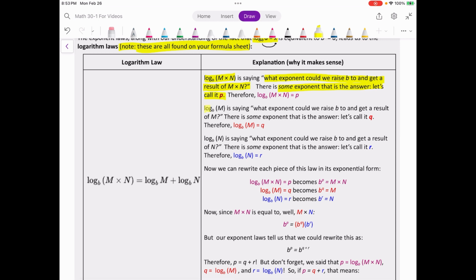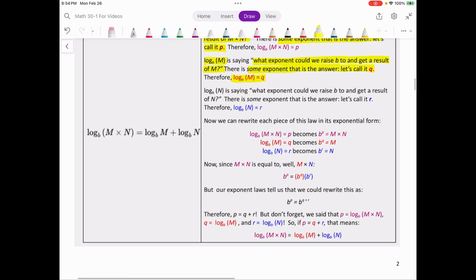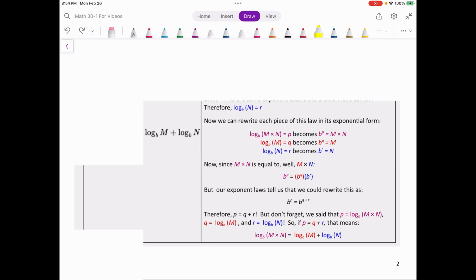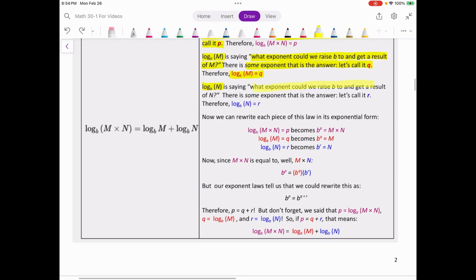Log base b of m is saying, similarly, what exponent could we raise b to and get a result of m? Log base b of m is the exponent that b would need to become m. So b to what power equals m, okay? And again, there's some exponent out there that is the answer. Let's call it q. And therefore, log base b of m equals q, right? B to the power of q, whatever q is, equals m. Log base b of n, the last part of our log law, is saying what exponent could we raise b to and get a result of n? There is some exponent that is the answer.